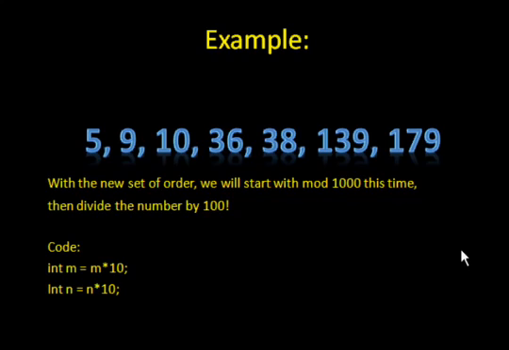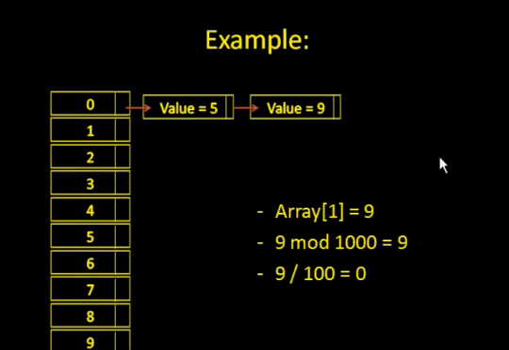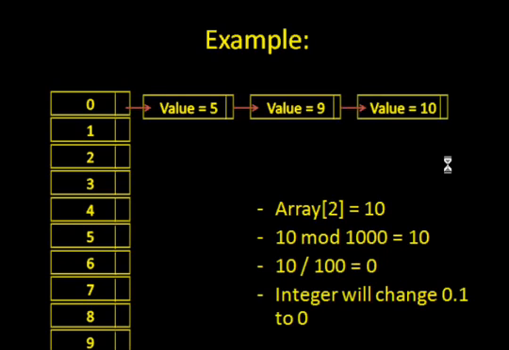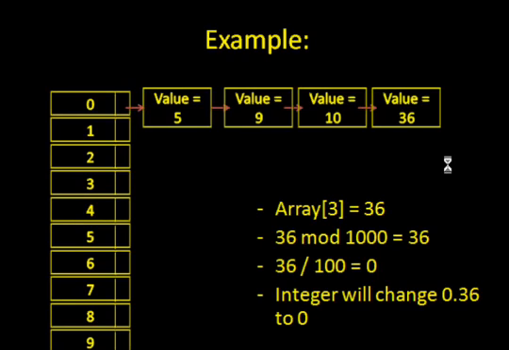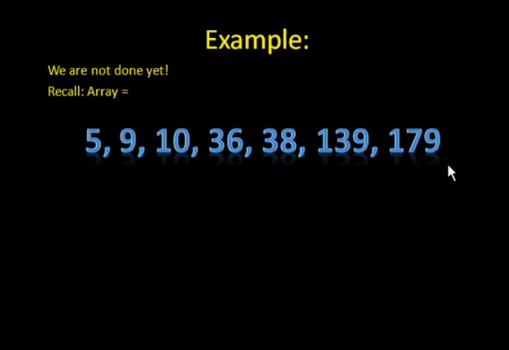To do that, we multiply m and n by 10. And we continue the same way we did before. We put in 5 first. 5 mod 1000 is 5. 5 divided by 100 is 0. And I'm not even going to explain the rest because by this point you know what we're doing. So now we have 139 and 179 left. Those will be the only ones that don't go in the 0's column. Because if you mod them by 1000 and divide them by 100, you would get 1.